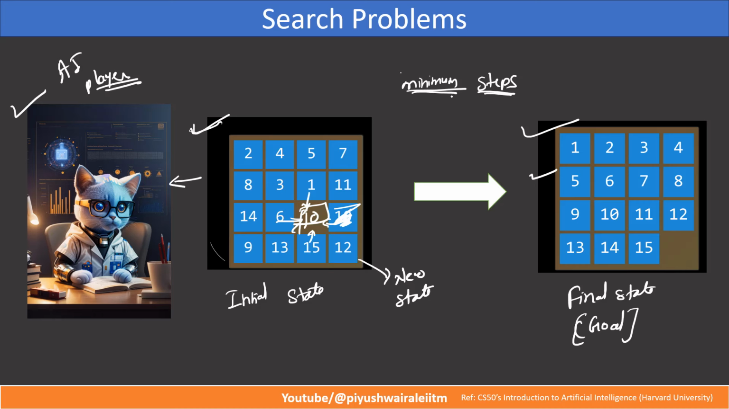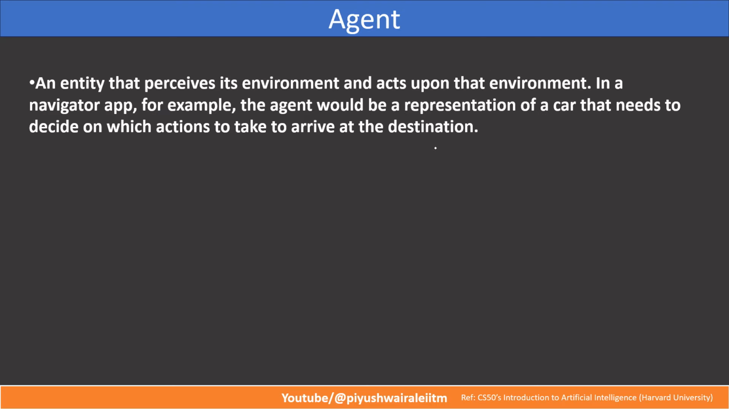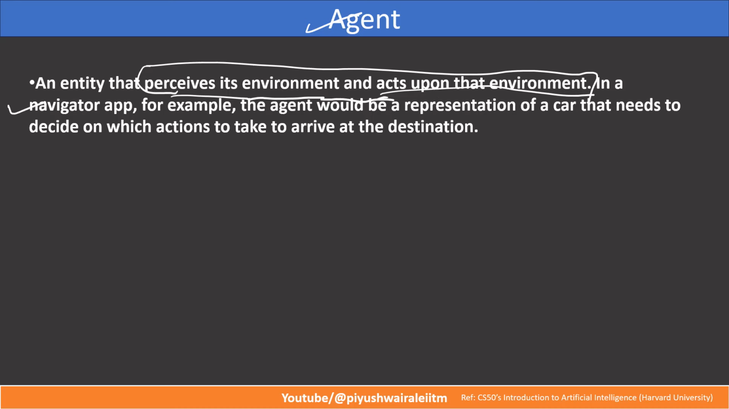So let's try to understand this search problem with the help of different terminologies, right? Okay, so first one is an agent. So what is an agent? This is just an entity, any entity that perceives its environment and acts upon that environment. For example, in our Google Maps navigator, the agent would be the representation of a car, right? That needs to decide which action to take to arrive at the destination.